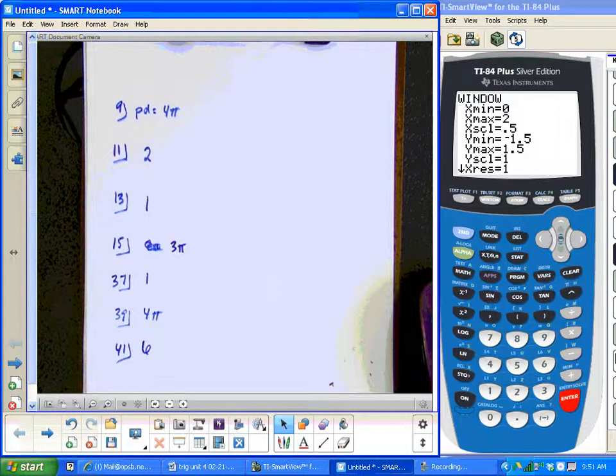Because the pi's are going to cancel out. When you do number 37, the coefficient is 2 pi, so it just cancels out, and it just gives you 1.